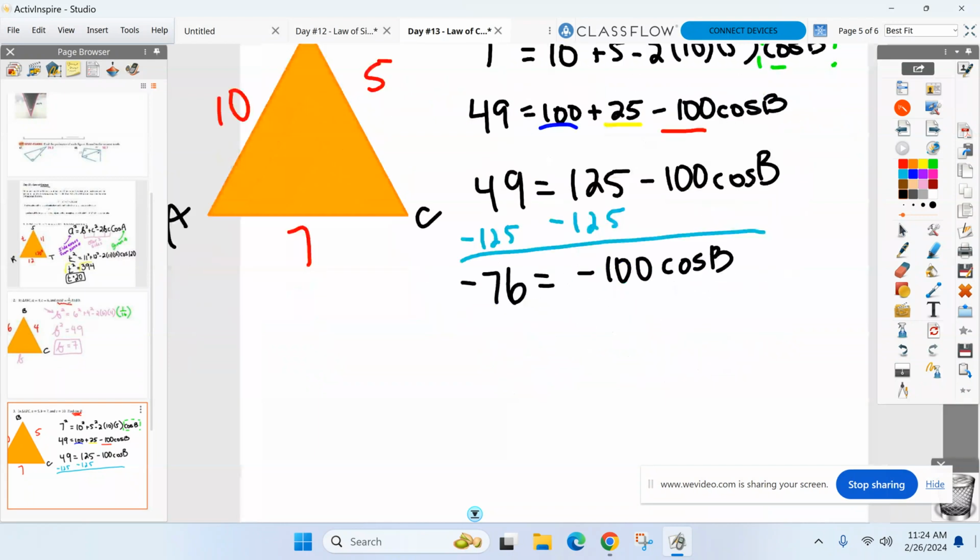How do I get cosine B by itself now? That's what I was thinking. Yeah, divide by negative 100. Good. Get that out of there.